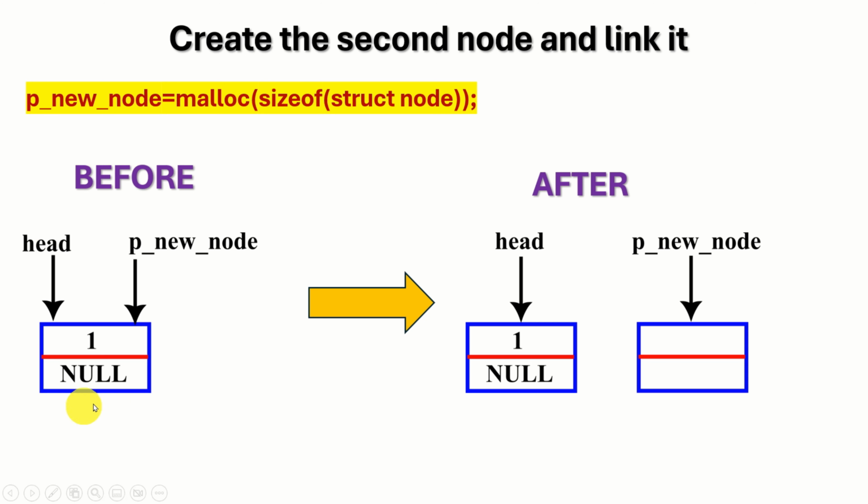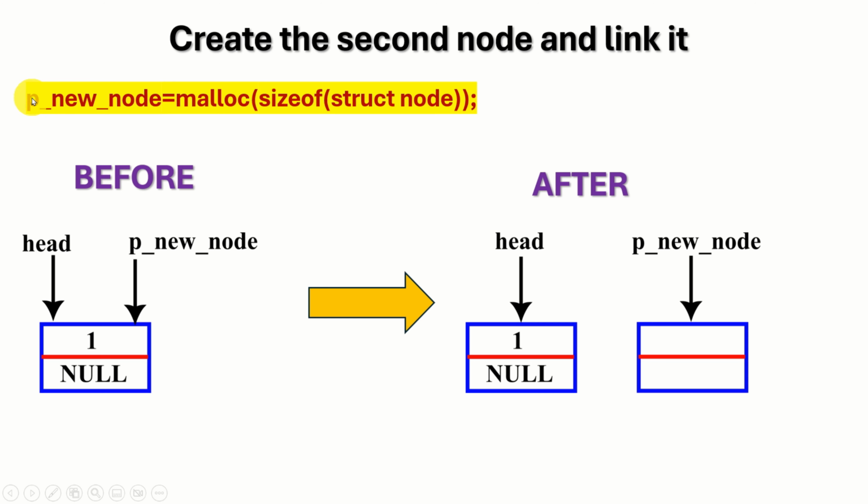Here is the current situation. We have the head pointer and the pNewNode pointer, and both of them are pointing to the first, or top, node inside of our linked list. Then we need to write this line of code: pNewNode is equal to malloc sizeof struct node. The function malloc will reserve the memory space that is necessary to store struct node, and it will return an address of the beginning of this memory space. This address will be stored in pNewNode.